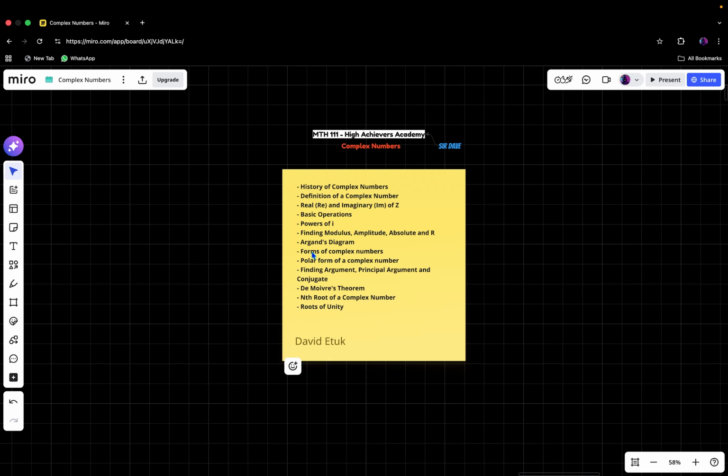We're taking a look at the forms complex numbers can appear in, and a form which it can appear in is polar form. We'd also be looking at finding the argument, principal argument, and conjugates. We'll be looking at De Moivre's theorem, which was brought forth by a Frenchman. We'll be taking a look at the nth roots of complex numbers and roots of unity.